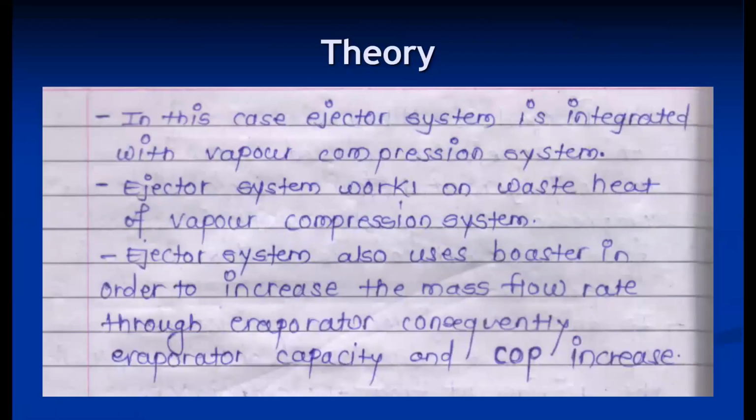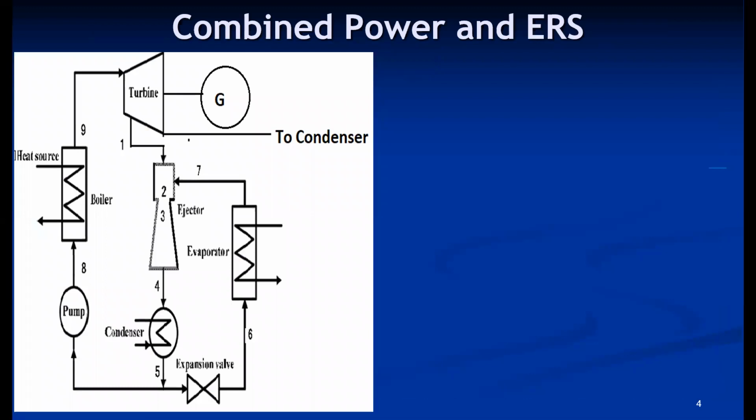These are some theoretical points. Because it is integrated with the vapor compression cycle, it works on waste heat recovery, and it also uses a booster. Because of the booster, the mass flow rate increases, and consequently the refrigeration capacity and COP increase. The fourth combination is the combined power and ejector refrigeration system.